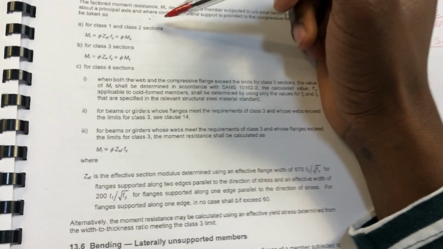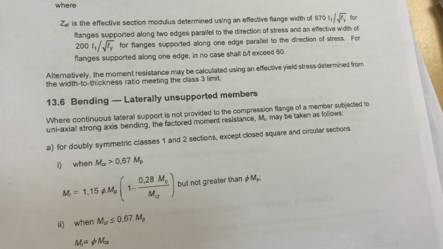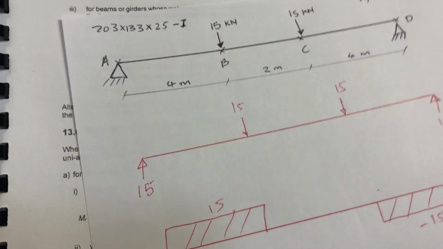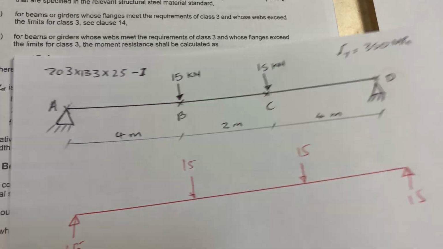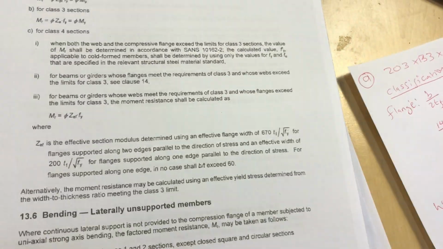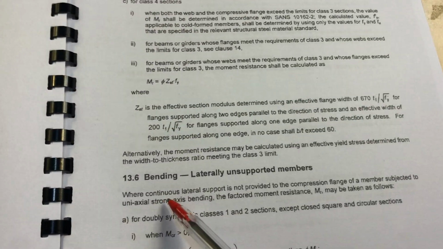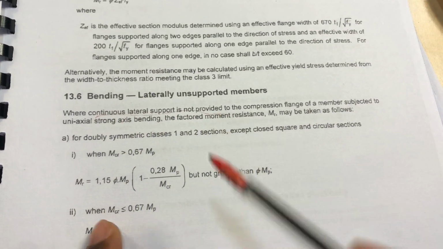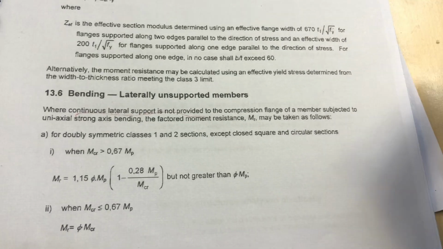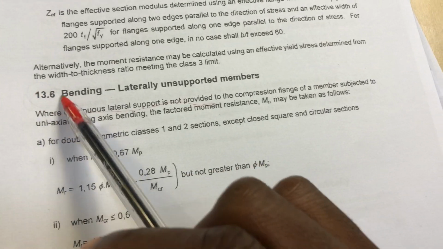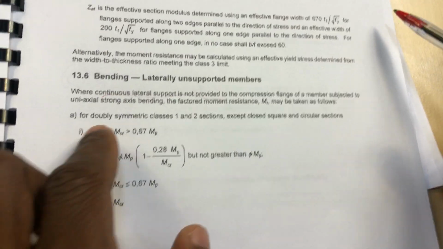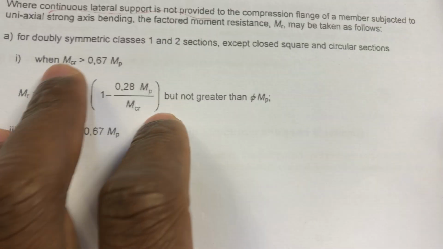But this time we have a beam that is laterally and torsionally supported only at points A, B, C, and D. So it doesn't provide continuous support. There's no continuous support. It's only at points A, B, C, and D. So now we are going to have to use 13.6 to find our moment resistance, our MCR.